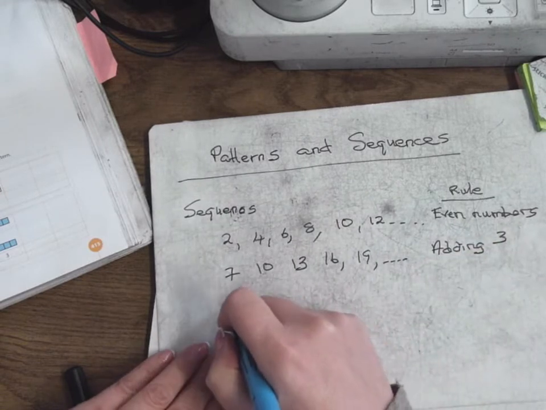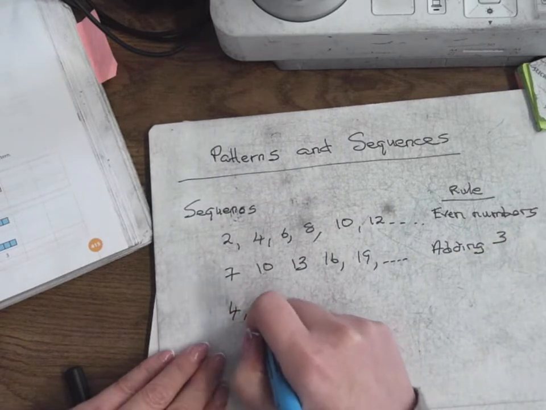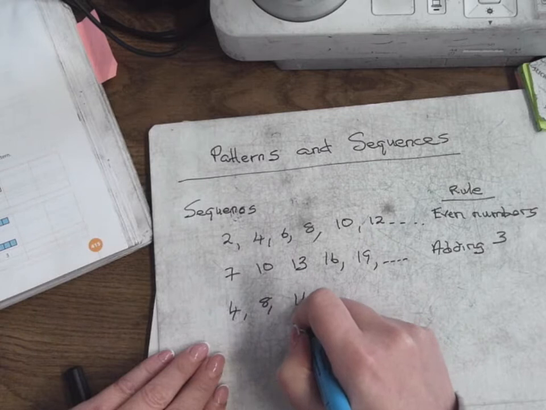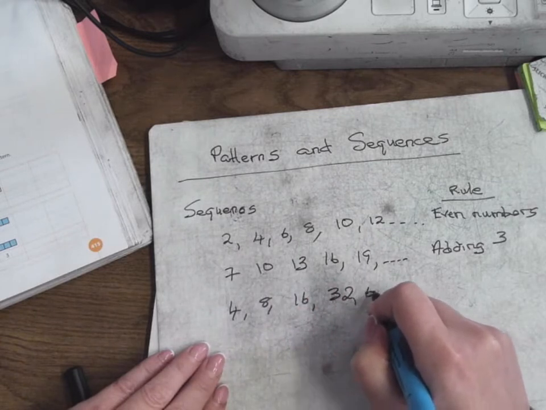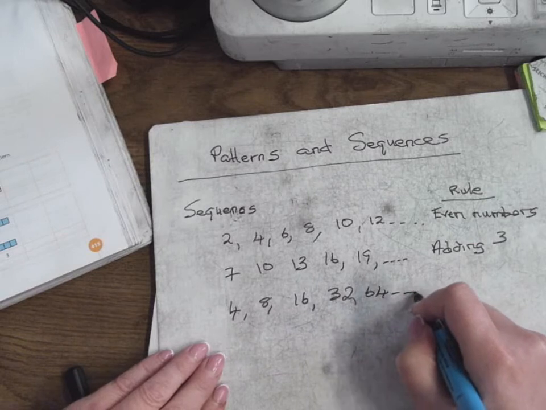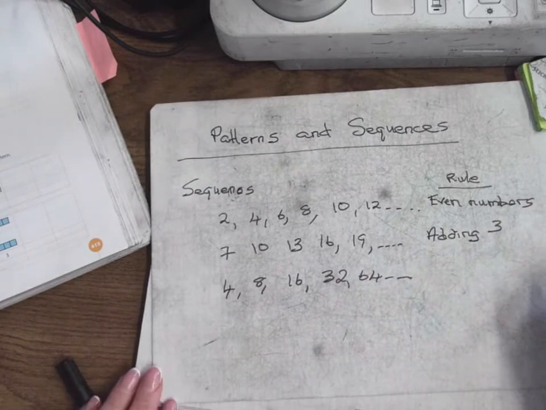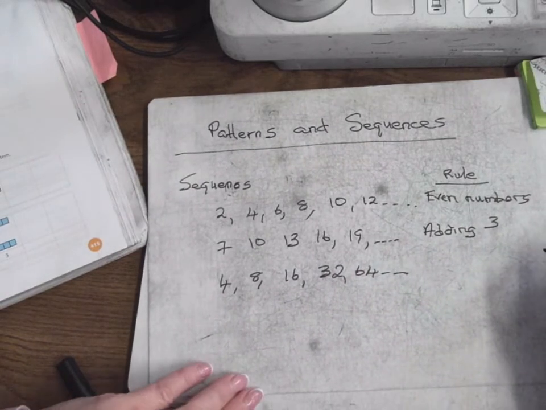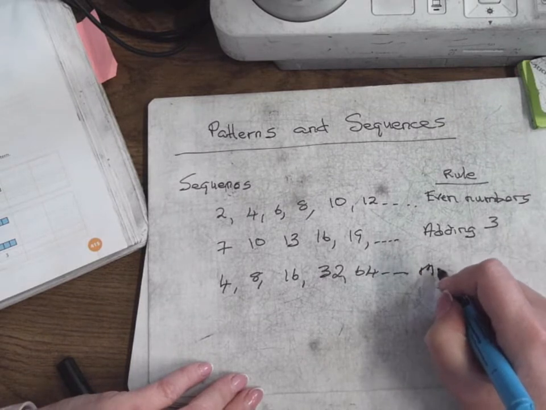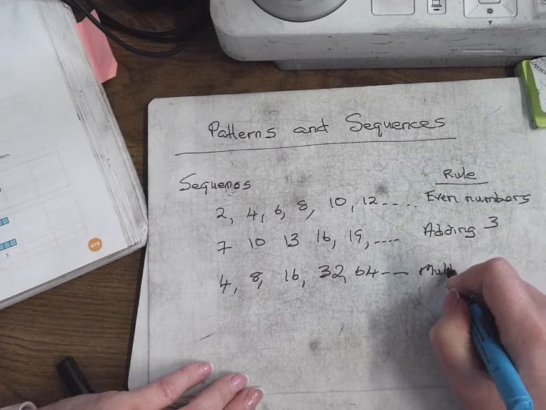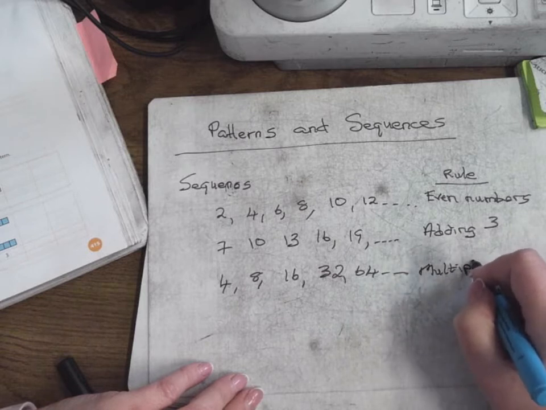What about this one? 4, 8, 16, 32, 64. Can anyone spot what I'm doing here? Adding? What am I doing? Multiplying by, what would I be multiplying by? 2. I'm multiplying by 2, aren't I? Okay.